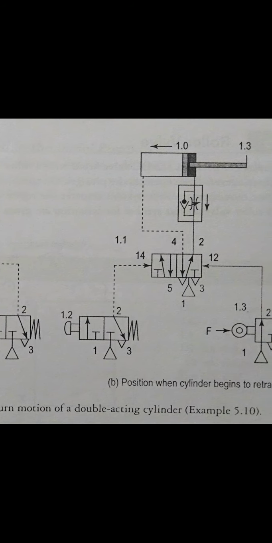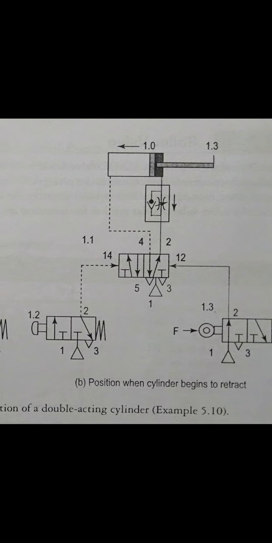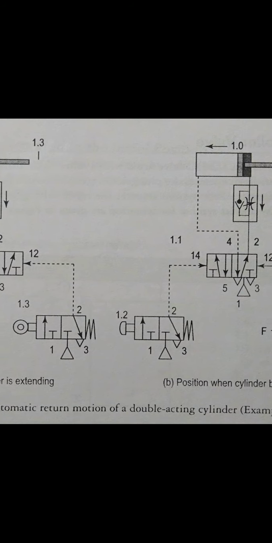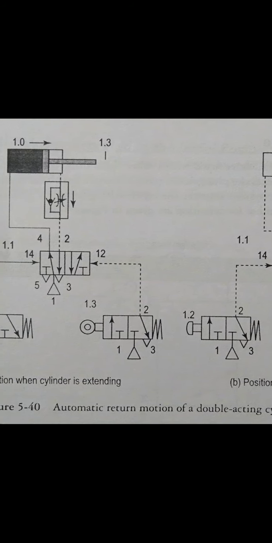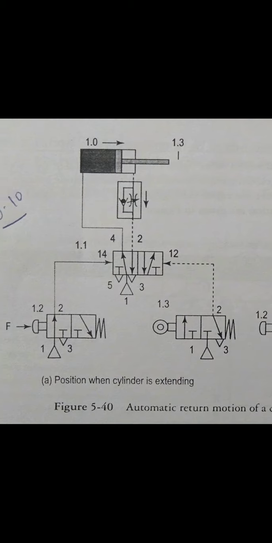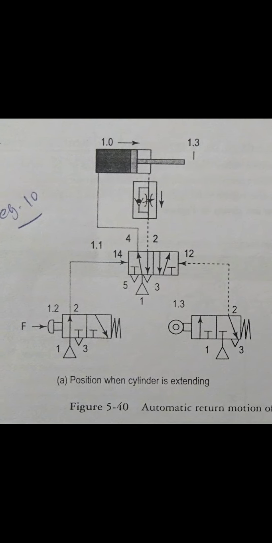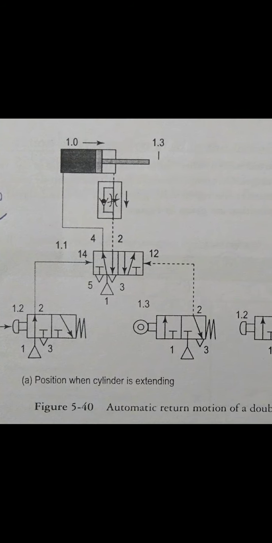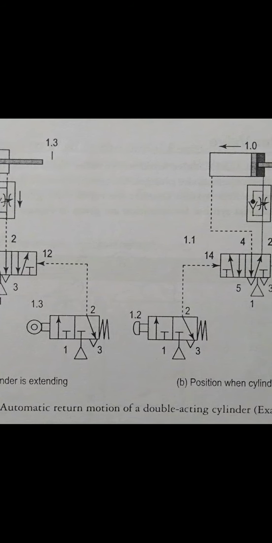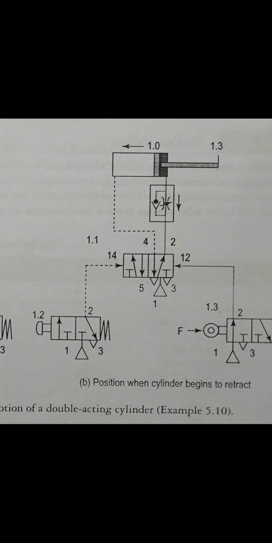Two positions of the circuit you can see here. This type of control, where the presence of an operator is required for the initiation of each cycle, is known as a semi-automatic operation. So you cannot say it is 100% automatic, it is semi-automatic. When the piston rod touches 1.3, 1.3 will give the signal for actuation of the roller. So force will be provided to 1.3, and thus the roller valve will operate and bring the cylinder back to its original position.